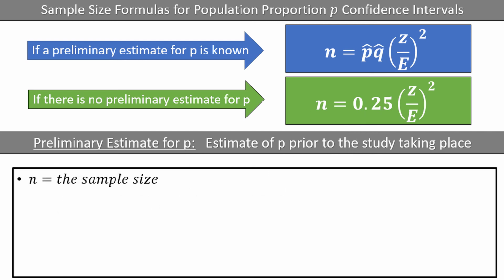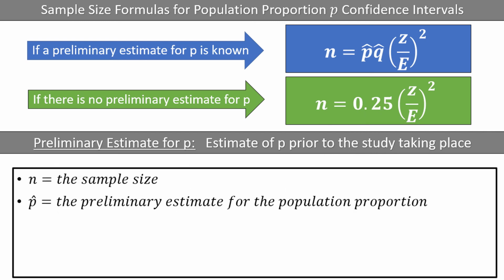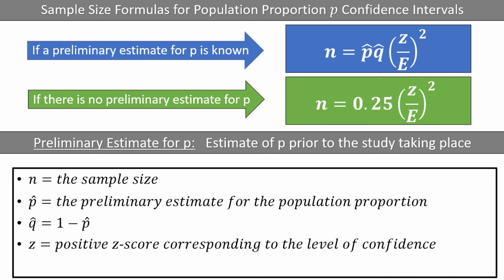N is the sample size, p hat represents the preliminary estimate for the population proportion, q hat is the complement of p hat, or 1 minus p hat, z is the positive z-score corresponding with the desired level of confidence, and e is the maximum margin of error. Now, many textbooks actually show this formula with p and q instead of p hat and q hat, but in reality we will not know the population parameters p and q. Whatever values we are plugging into the formula will be some sort of estimate and not the true population value, so p hat and q hat are more appropriate than p and q.